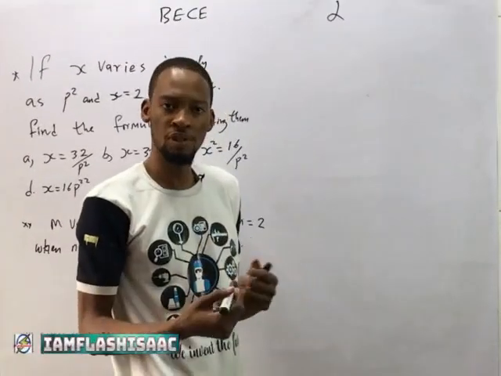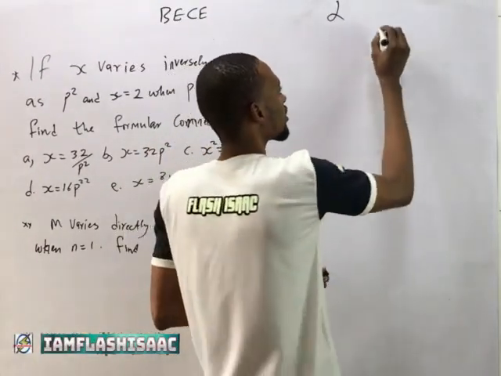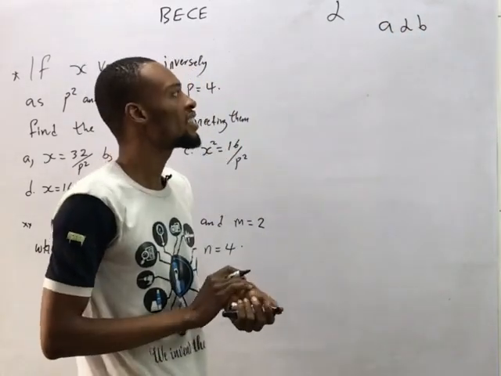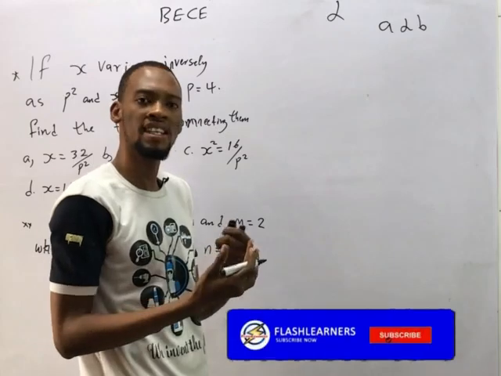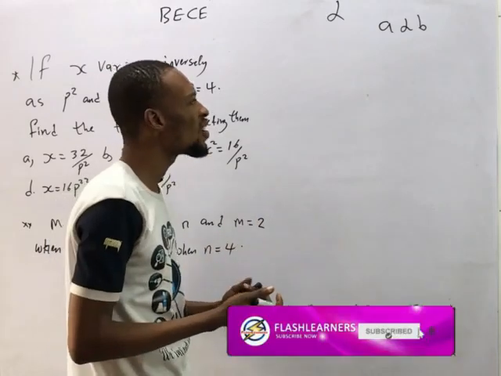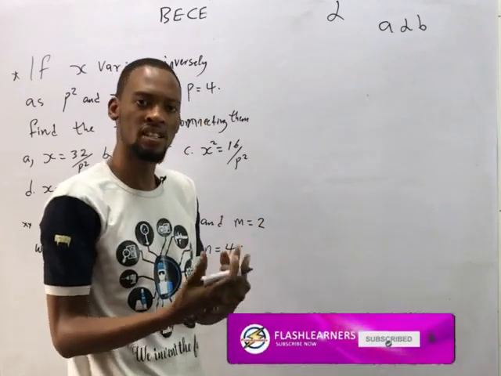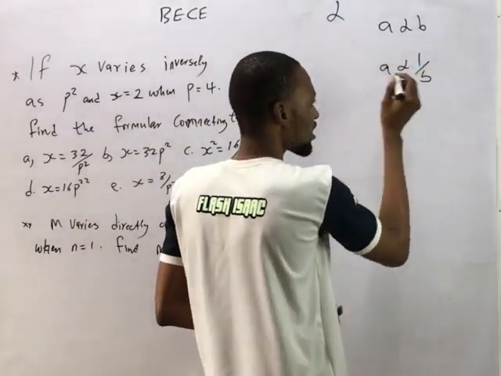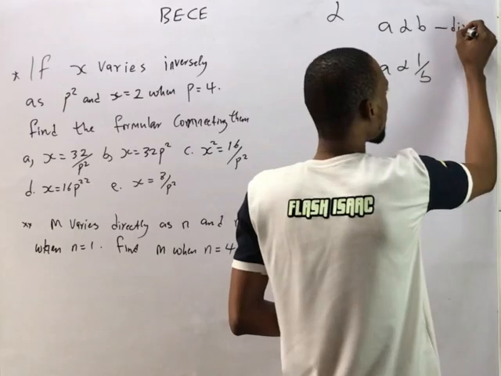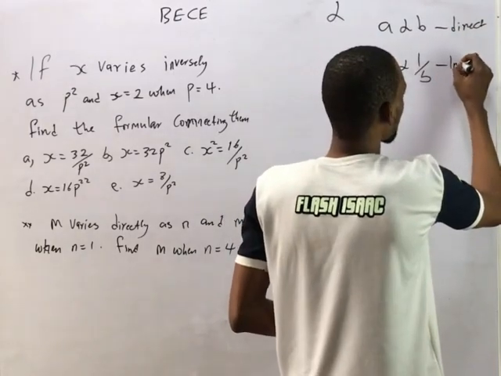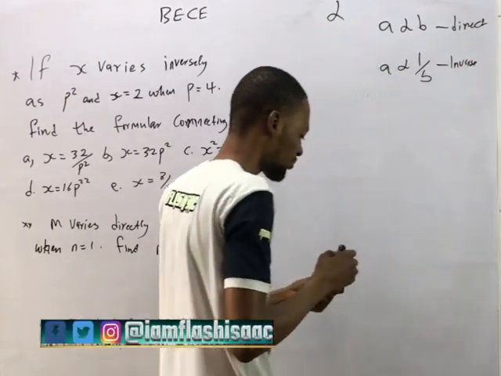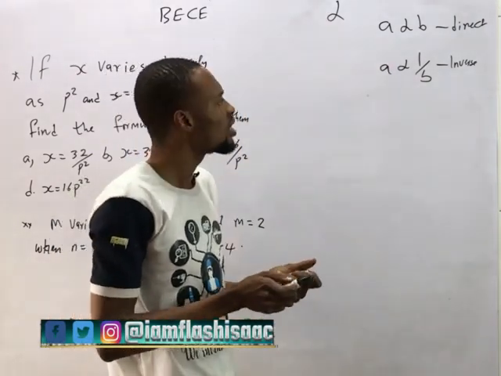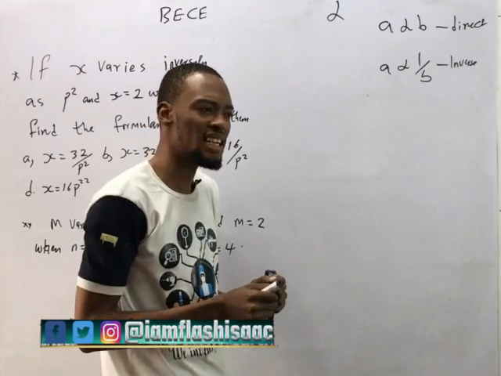A is directly proportional to B. This is how you represent it. A to B. Now, if I say A is inversely proportional to B, or A varies inversely as B, this is how you represent that. A inversely as B. So this is direct and this is inverse.